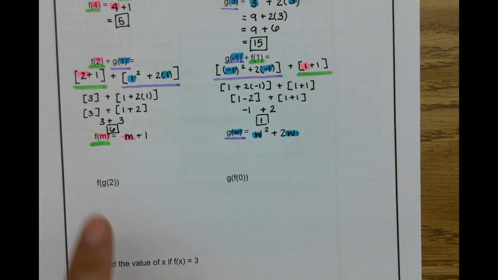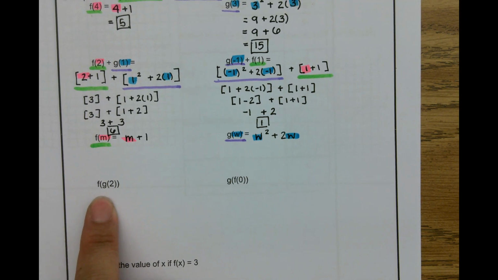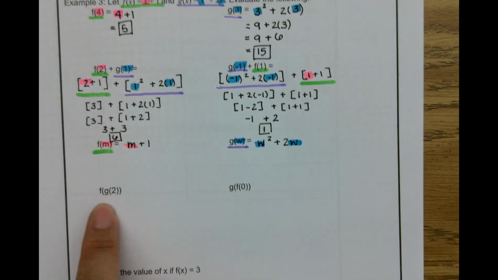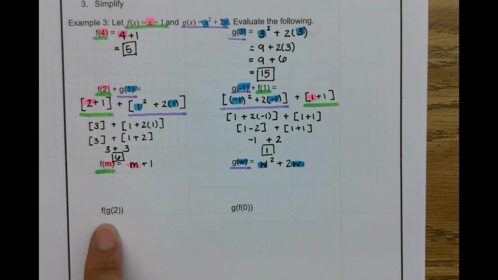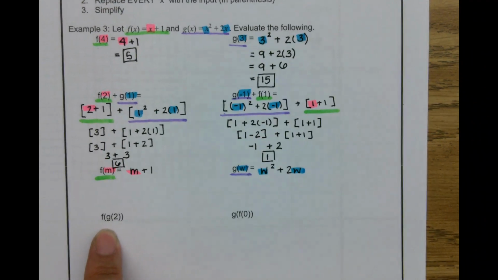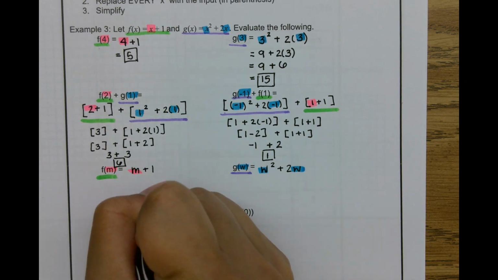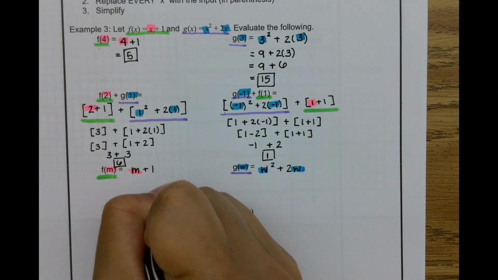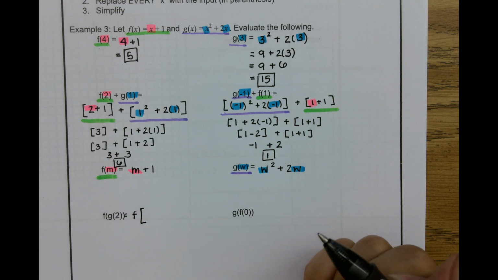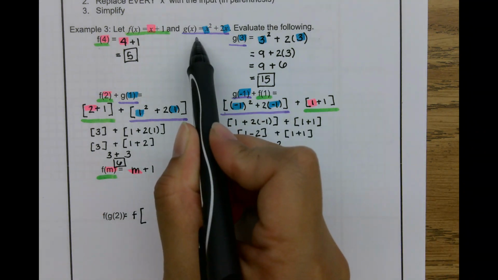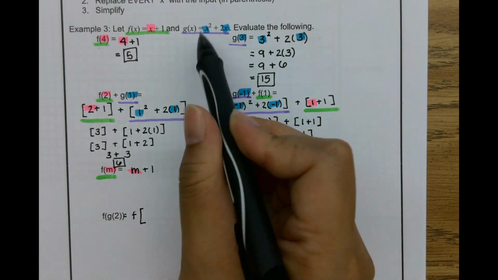Now, this is a little bit more confusing for some people. Okay, so this is asking us, what is f of g of 2? Okay, we're going to start from the inside and work out. Okay, so the first thing I need to know is, what is g of 2? Okay, and so what I'm going to do is I'm going to take that g function and I'm going to plug that 2 wherever I see x.